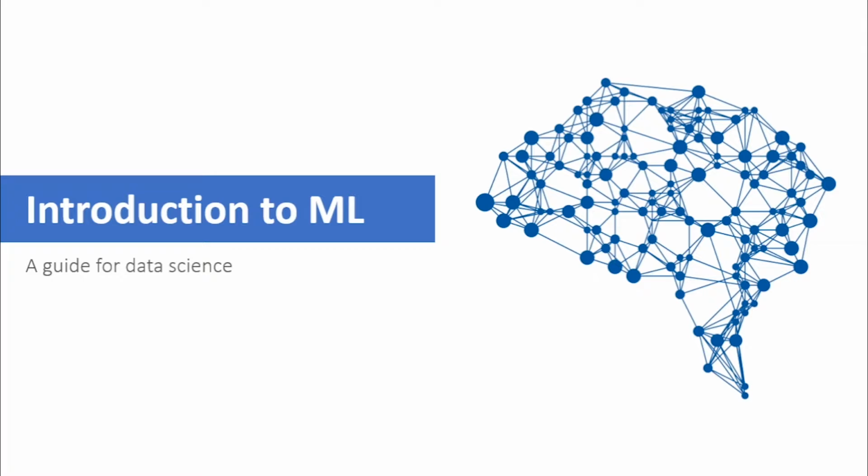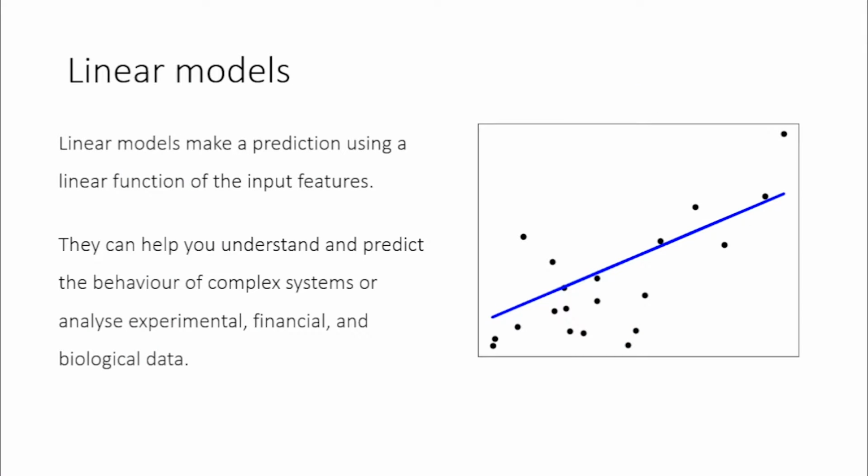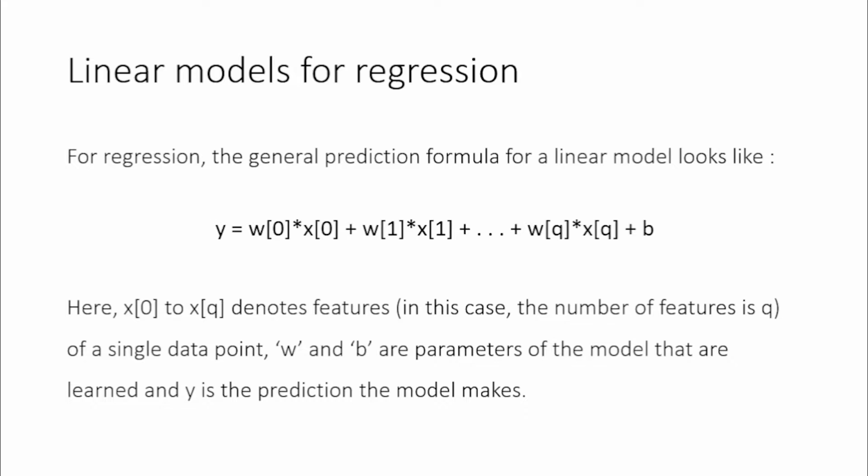In this video, we are going to discuss what linear models are, the different types of them, and how they can be used for regression and classification. So, linear models. Linear models make a prediction using a linear function of the input features. They can help you understand and predict the behavior of complex systems or analyze experimental, financial, and biological data. Linear models are a class of models that are widely used in practice today, right?